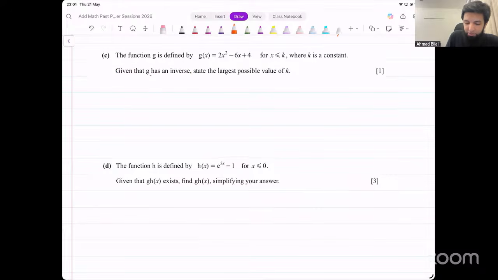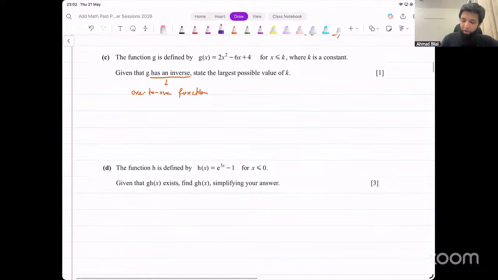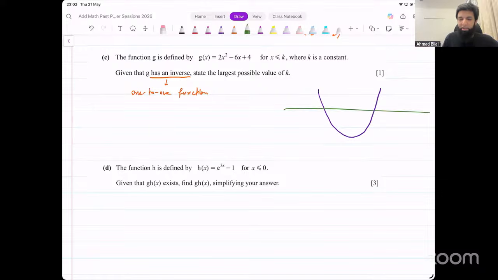Achha, if g has an inverse, what does that mean? If it has an inverse, it's a one-to-one function, right? Now, a quadratic function originally is not one-to-one because if you think about this whole curve, it fails the horizontal line test. We can draw this horizontal line, it cuts the graph at 2 points, so it's not one-to-one. However, if we only consider the right side of this part, or only consider the left side, those two parts individually would be one-to-one.